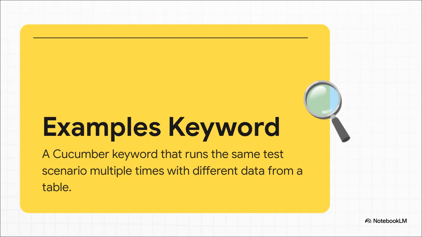So what's this magic? It's the examples keyword. And really, it's just a simple command for Cucumber. You're basically saying, hey, see this one test scenario? I want you to run it for every single row of data in the table I'm about to give you. It's the key that unlocks real automation for these kinds of data checks.